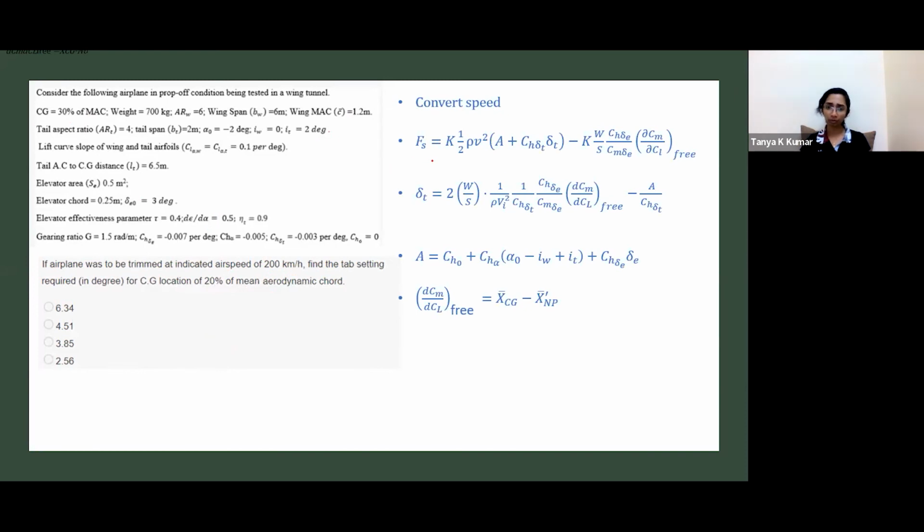Then they've asked you to find out the tab setting for trim. Trim is when Fs is 0. So setting Fs as 0, you find out this equation. What is unknown in this equation? We don't know A. A is given by this. And we don't know dCm upon dCl free, which is what I mentioned earlier. CG is the new CG location, that is 20% mean aerodynamic chord. So you can calculate A. The other terms are given. Here this VI would be V trim, the value that you calculated earlier.